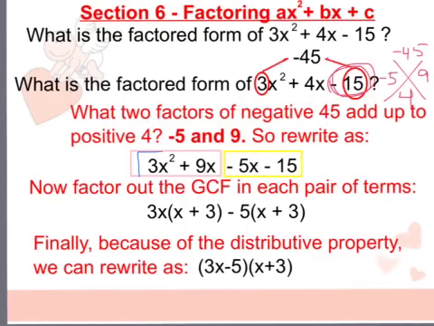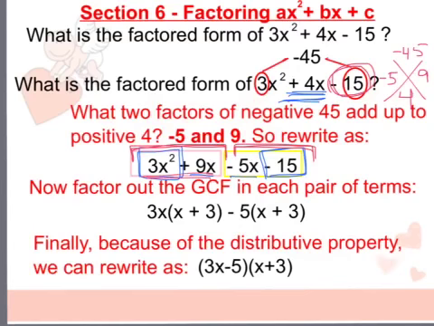So again, we rewrite the ax squared term, we rewrite the c term, and then instead of plus 4x, we're going to write plus 9x and minus 5x. Because if you combined those like terms, you'd get that 4x. So we're just rewriting it in a different way. Then we're going to find the GCF of the first two terms and the GCF of the last two terms. The GCF here is 3x.